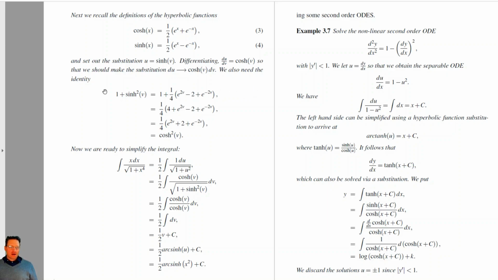Now we also need another identity, that 1 plus sinh squared of v is equal to cosh squared of v, which these are the details of deriving that identity. Now remember, sine squared of theta plus cos squared of theta is 1. So this identity is indeed similar to that. It says actually cosh squared minus sinh squared is 1, right? So it's a difference. And in fact, that's in a hyperbolic form, right?